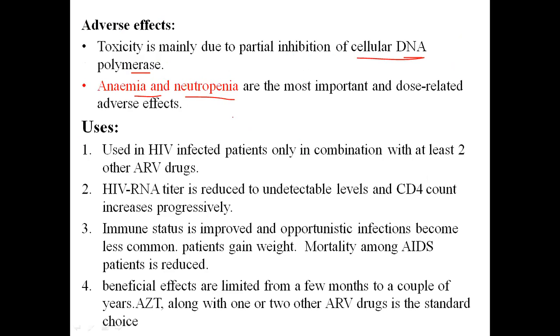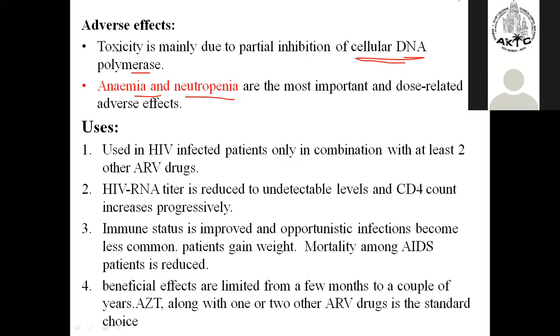ओके, तो जब भी हम ज़िडोवुडिन स्टार्ट करेंगे, तो there is a sure shot assurity that the person will have anemia for few days. ओके, तो ये होता ही है बिकॉज़ यहाँ पर आपका जो ज़िडोवुडिन है ये सेल्यूलर DNA पॉलीमरेज़ को भी इनहिबिट कर रहा है. It is inhibiting bone cells of the red bone marrow. तो उसकी वजह से क्या होगा, एनीमिया हो जाएगा, न्यूट्रोपीनिया हो जाएगा.